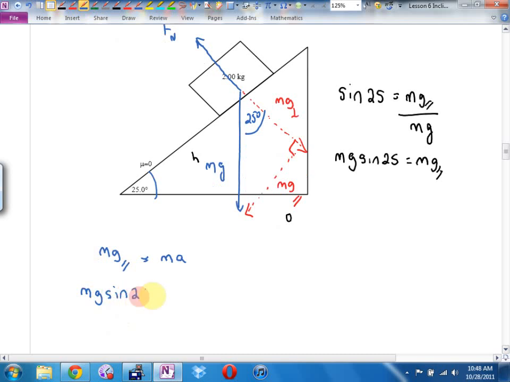Is that okay? Oh, and I noticed something else kind of nice. What cancels? Turns out they didn't need to tell me the mass. The mass cancels. The acceleration is g sine 25. Make sure you're in degrees, especially if you have a graphing calculator, and more of you have graphing calculators now. Make sure you're in degrees. What is g sine 25?